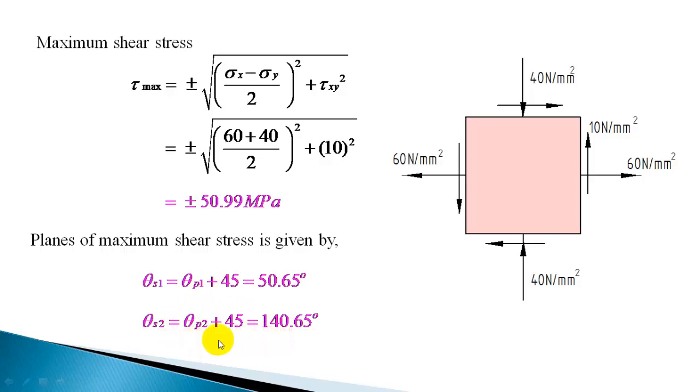Add theta p2 plus 45, which will give 140.65 degrees. So these are the planes of maximum shear stress. So after getting principal planes, principal stresses, maximum shear stress and planes of maximum shear stress, you are asked to plot these planes on a sketch. So let us show these principal planes on the diagram.